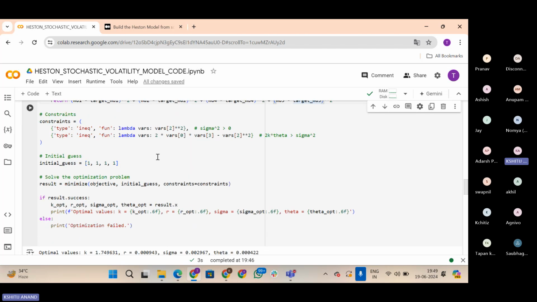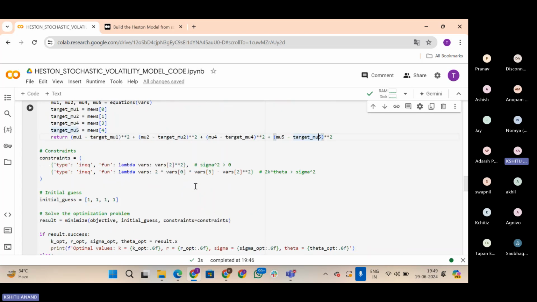Got it? We have included two constraints as well. Can anyone tell what the first constraint is? It is sigma square greater than 0, so you want the variance to be positive. And can anyone in the meeting tell what the second constraint is? Yes, Feller's condition. Very good. So the second constraint is Feller's condition, right?